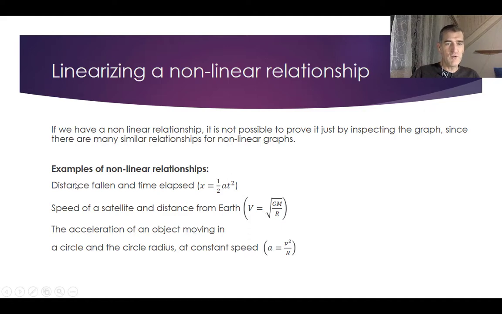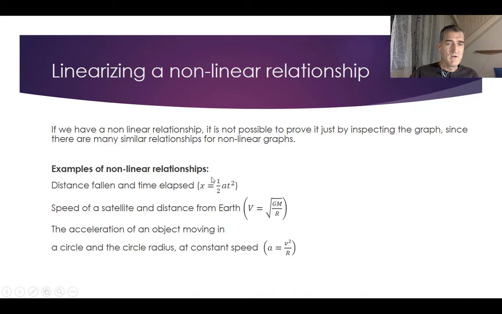The distance fallen with the time elapsed. If you drop a ball, for example, as time elapses, the distance fallen is non-linear. It doesn't increase linearly. So if you double the time, the distance fallen is much greater than double. The relationship is actually quadratic, as predicted by one of the equations of motion.